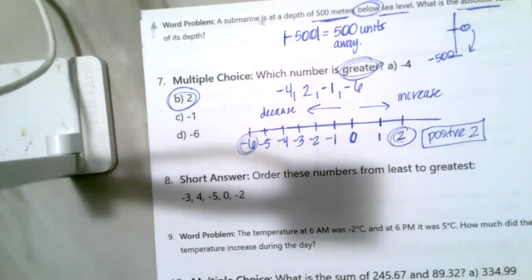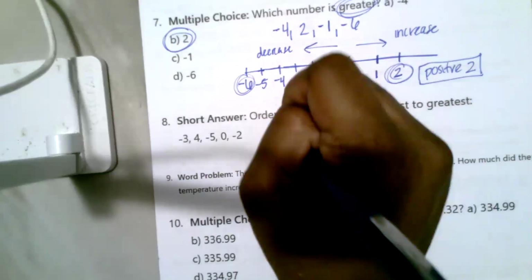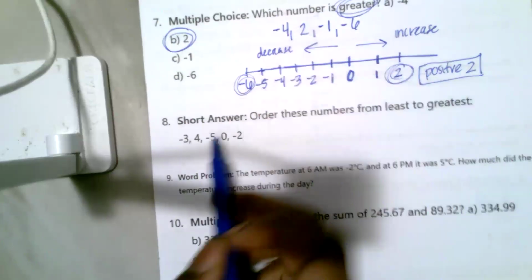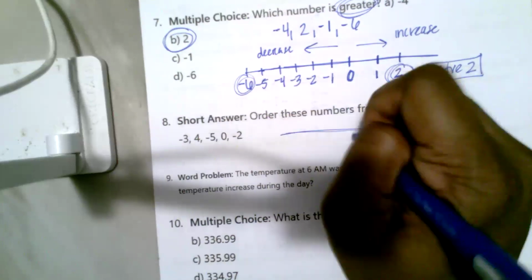If they ask which number is greater and they ask for the absolute value, then your answer will be different. Order numbers from least to greatest. Okay, so you want to first create a number line. Number lines always help.